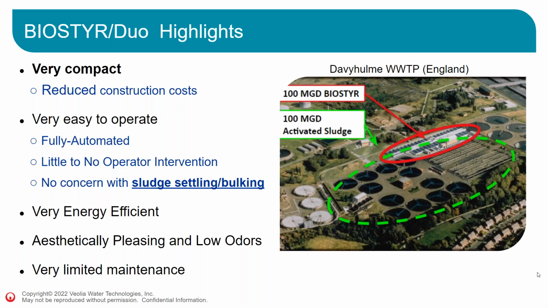It's also very easy to operate. It's fully automated, with little to no operator intervention. You still need someone to look at optimization of the process, but there are a lot of alarms and a lot of things in the operation of a Biostyr that make it quite independent when need be. And there's no concern with sludge settling or bulking, since it's a fixed film. The backwashes are optimized to make sure that the sludge and the biomass are correctly managed.